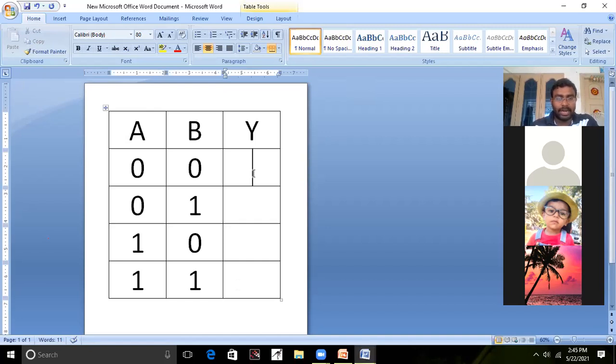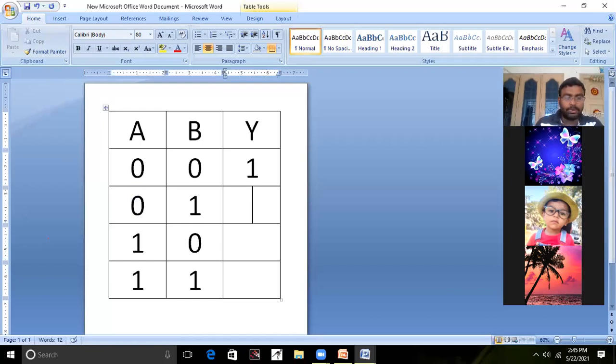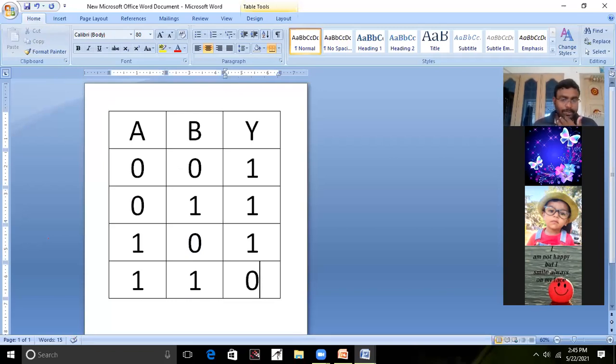Okay, so let me go for the NAND gate. What is the expression for the NAND gate? Y equal to AB bar. It means multiply A and B and reverse the answer. 0 into 0 is 0, and its inversion is 1. 0 into 1 is 0, reverse it, 1. 1 into 0 is 0, reverse it, it is 1. 1 into 1 is 1, reverse it, 0. So this is the truth table of the NAND gate.